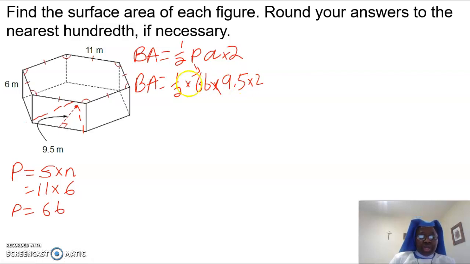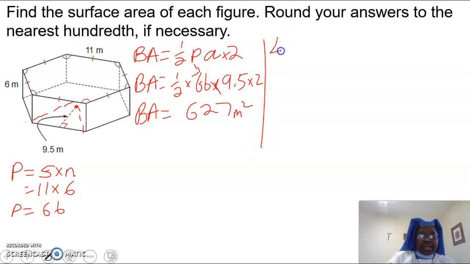If we look here, one half times 2 gives us 1 because they are reciprocals. So we end up with 66 times 9.5, which gives 627. So 627 is the base area, in square meters.